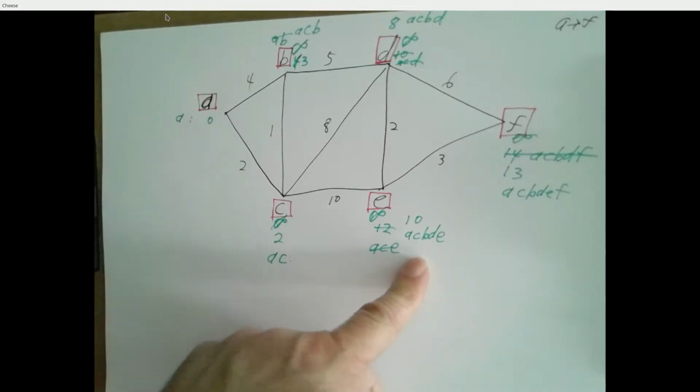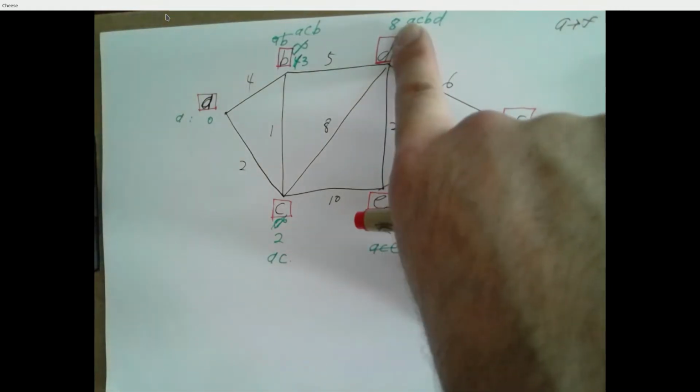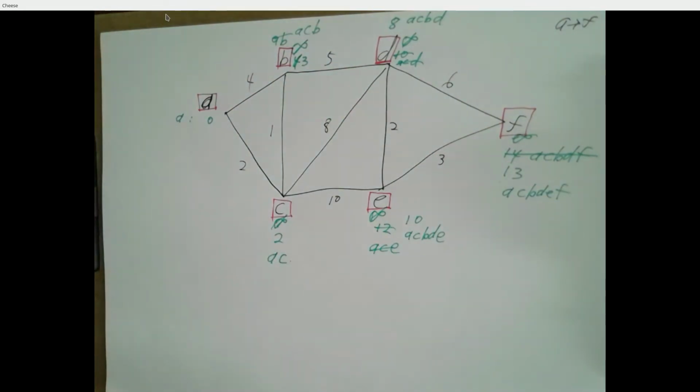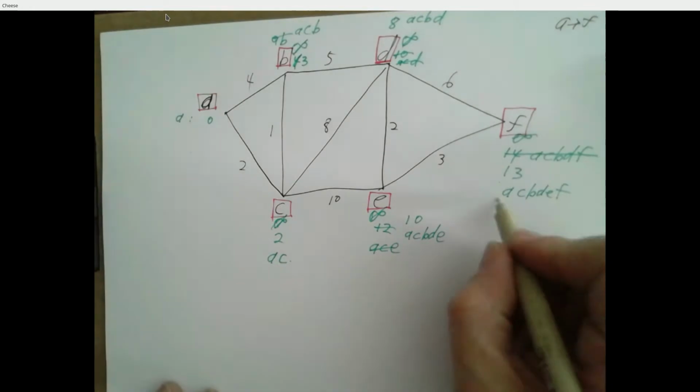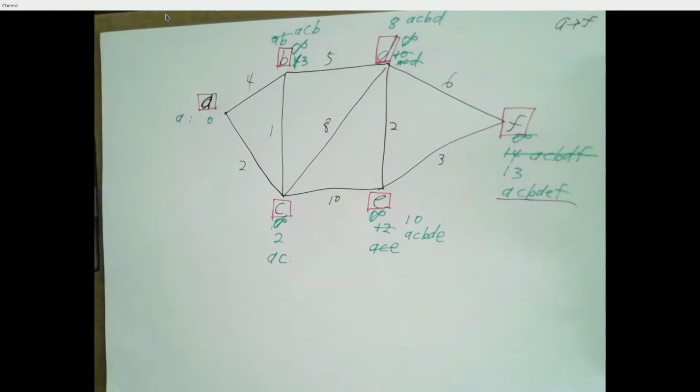Right, so since we're trying to get to F, it came out at the very end, but if we were trying to find the shortest path to D, we could have stopped right here and said the shortest path is from A to C to B to D. So here's our shortest path from A to F. A, C, B, D, E, F, and a distance of 13.